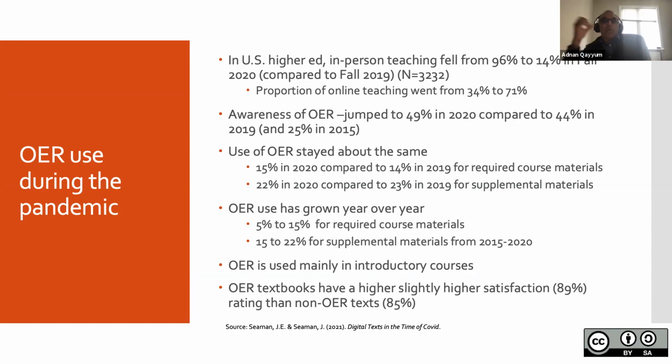Having said that, OER has grown year over year in terms of the main course materials from 5 to 15% during the pandemic, and from 15% to 22% in terms of supplemental materials from 2015 to fall 2020. OER is mainly used for introductory courses, and those who do use OER are highly satisfied with the use of OER, even more so than non-OER textbooks, from 89 to 85%. Next slide, please.